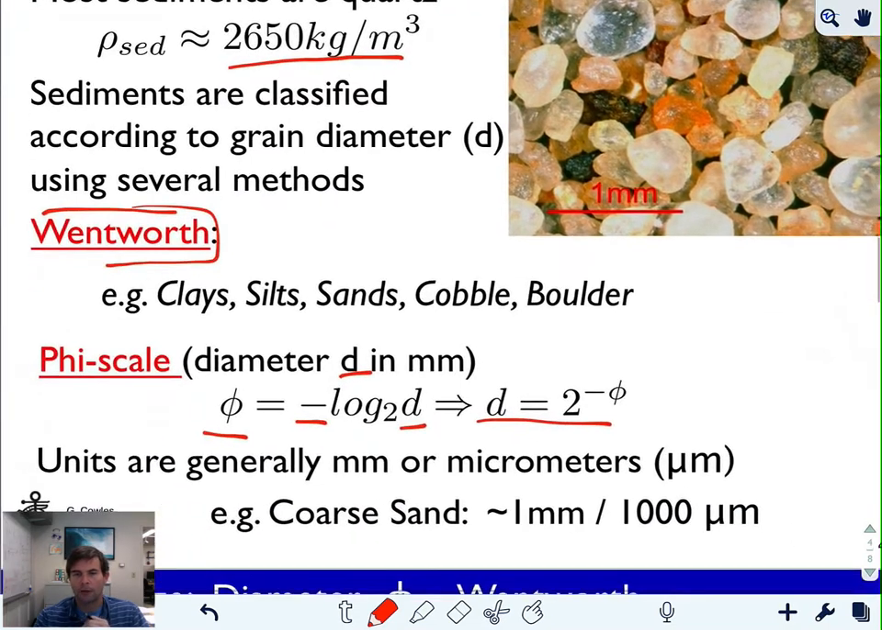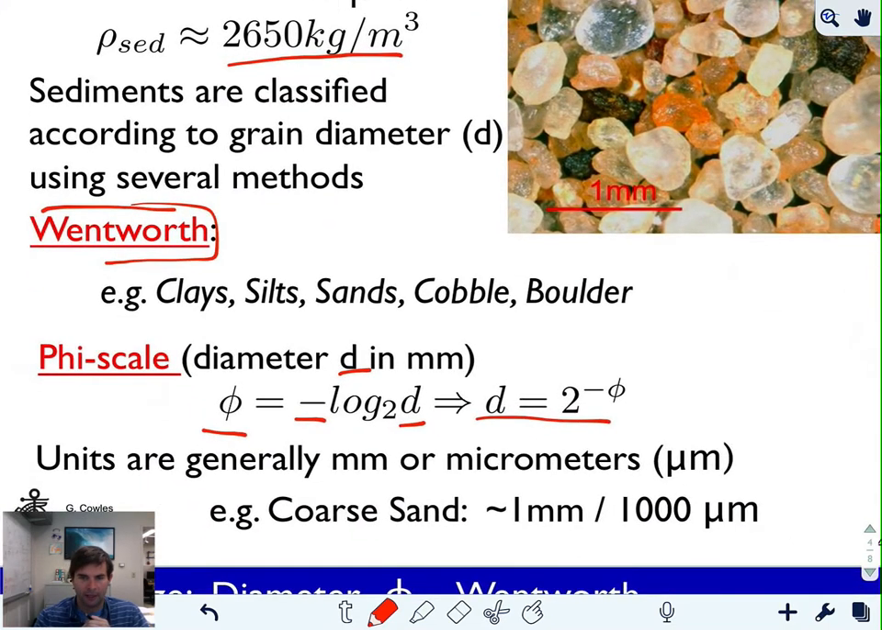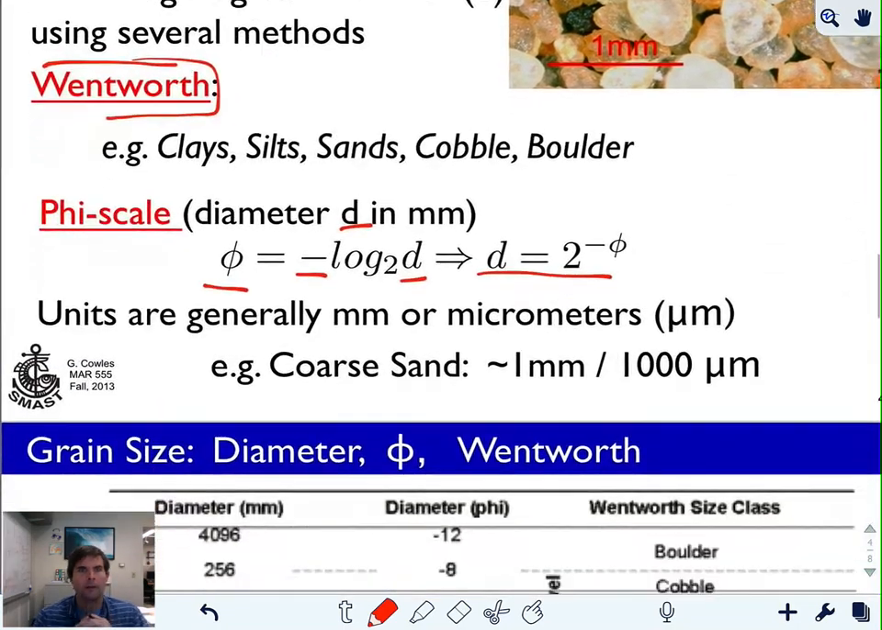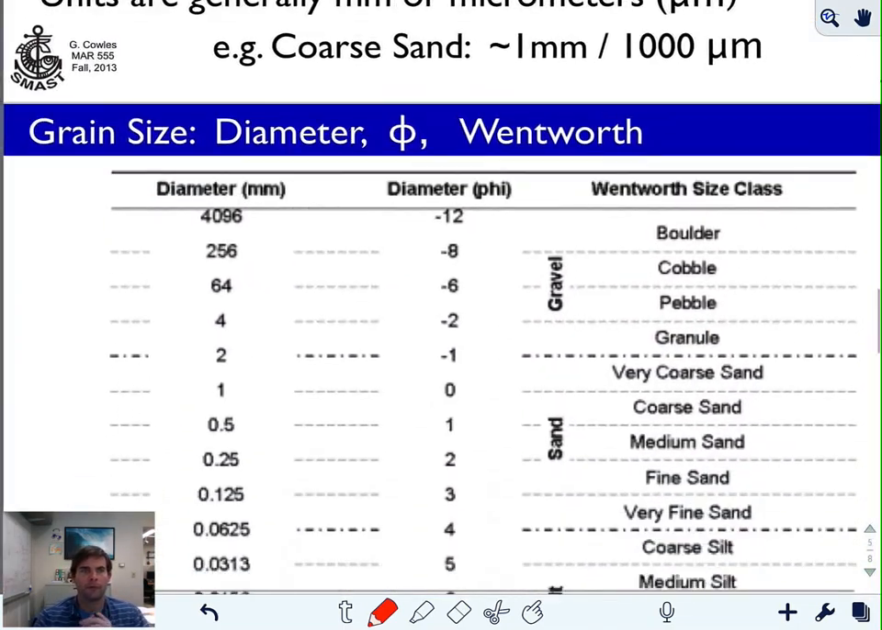The units on sediments are generally either millimeters or micrometers, occasionally nanometers, but typically millimeters or micrometers. Millimeters are more commonly used in riverine or coastal sediments, which tend to be coarser and are on the order of a millimeter. Whereas when you're dealing with muds and silts, those are closer to micrometers, and it's easier to work with those units. A micrometer being 1/1000th of a millimeter or 1/1,000,000th of a meter.